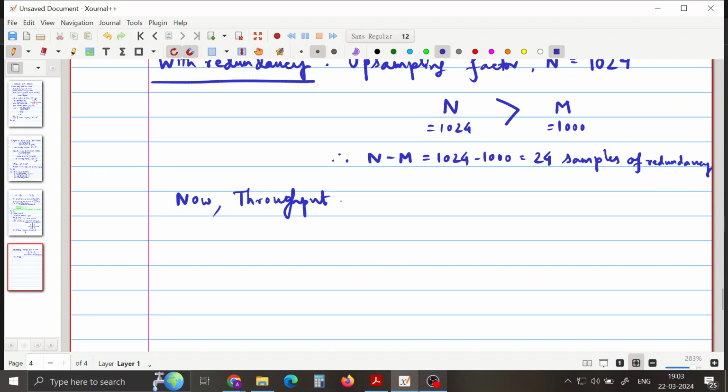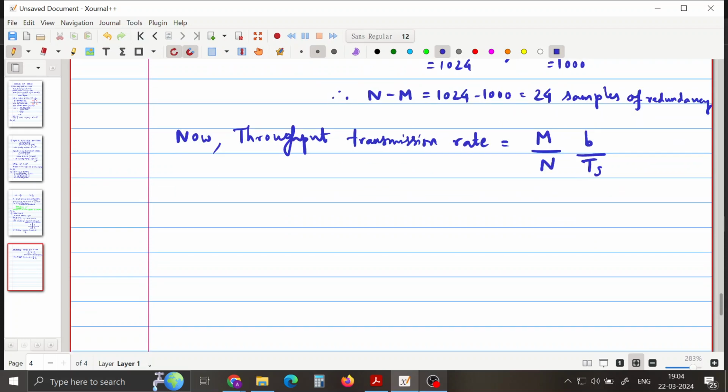So the throughput transmission rate is M by N times B by Ts. Initially without redundancy you had B by Ts, fine. But now since you are introducing this redundancy, you have this factor of M by N sitting in front. Okay. So if you plug in the values, M is 1000 and capital N is 1024.